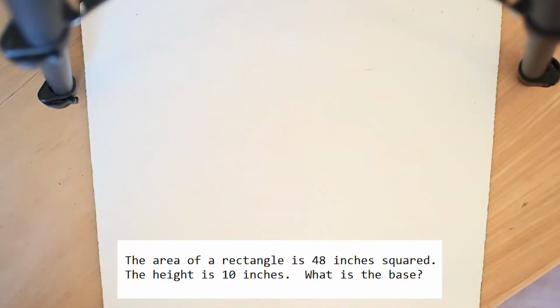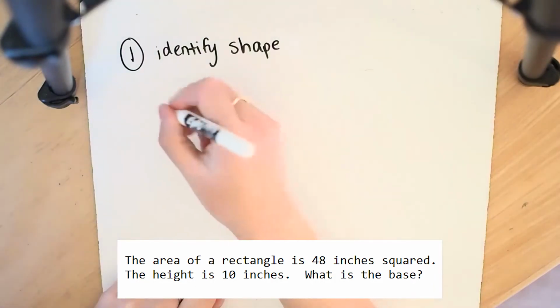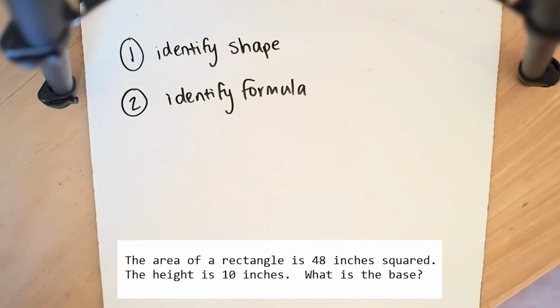This question asks, the area of a rectangle is 48 inches squared. The height is 10 inches. What is the base? The first thing you want to do is identify the type of shape you're working with. In this case, a rectangle. The second step is to make sure that you know your formula. We know that the formula for the area of a rectangle is the area equals base times height. So we're going to go ahead and write that out.